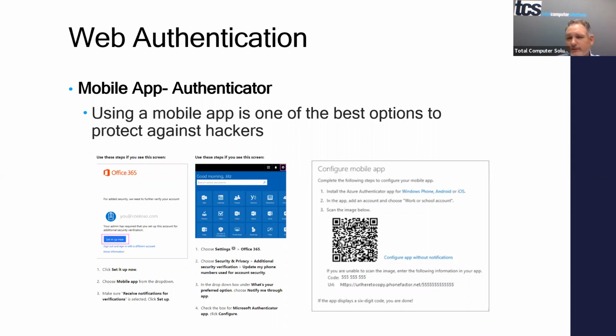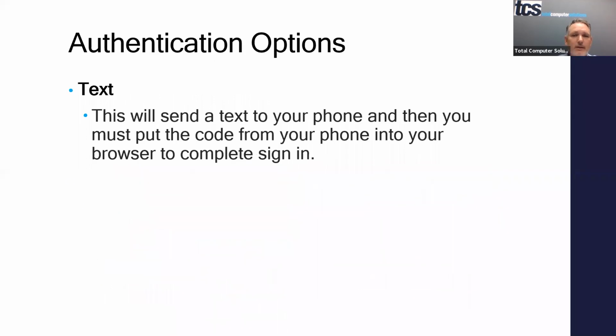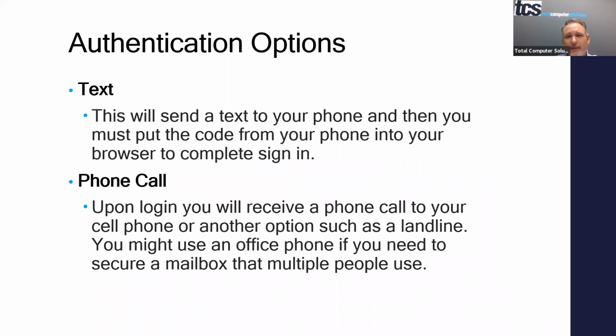Some people don't want to install an app on their phone, because maybe they don't have enough room on their phone, or maybe they use a personal phone to access company mail, and maybe they're not comfortable installing an app. So Microsoft gives you the ability to receive a text. So you sign into your 365 account, and a text will be sent to your mobile device with a code that you'll just type into the web browser to get access.